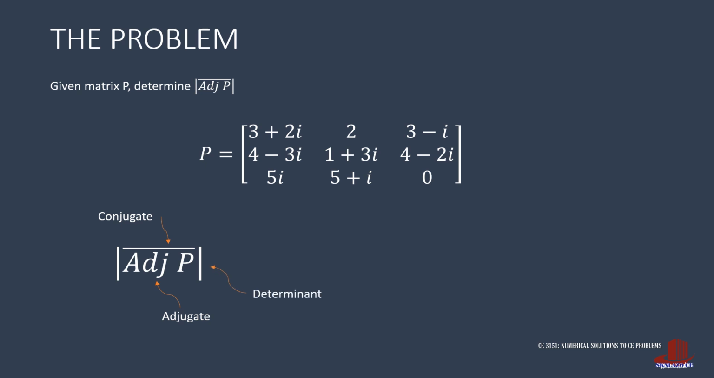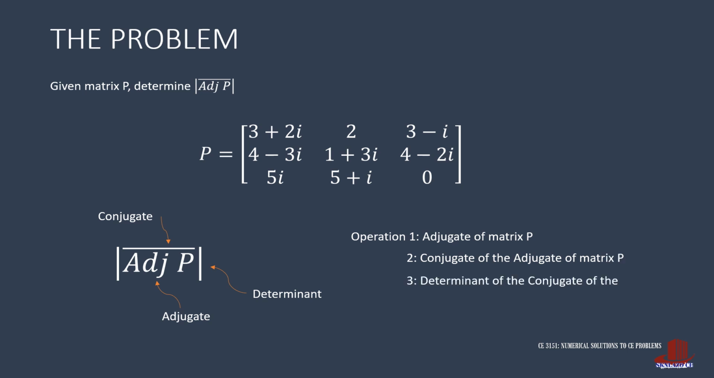So for the order of operations, the first is to look for the adjugate of the matrix. Then take the conjugate of the adjugate of matrix P, which will be continued into taking the determinant of the conjugate of the adjugate of matrix P.